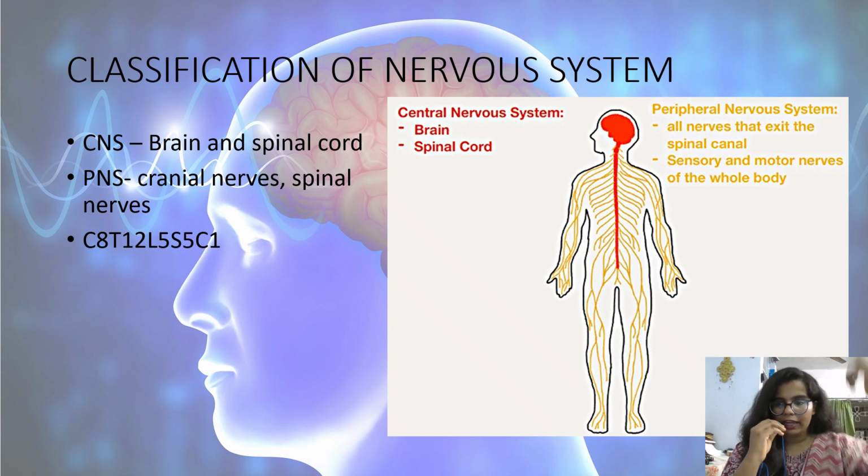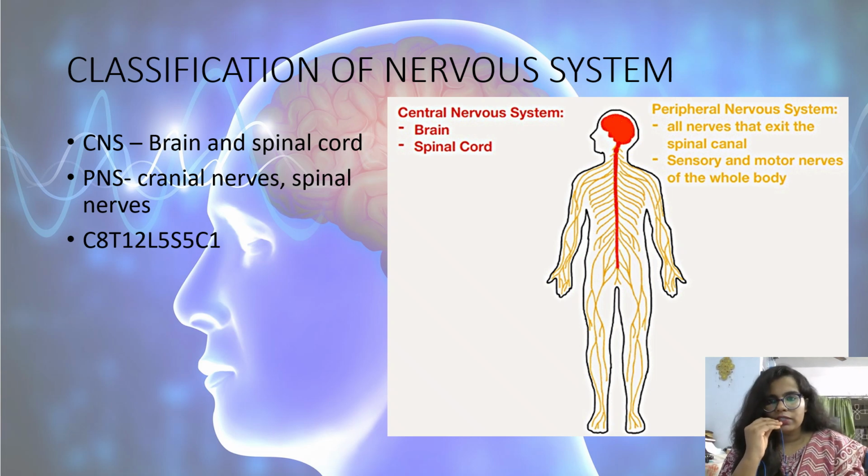Starting from the head to below, the first one is the cervical nerves. The cervical nerves are 8 in number. Then we move downwards, we get the thoracic spinal nerves. They are 12 pairs in number. Then we get the lumbar spinal nerves. They are 5 in number. The sacral spinal nerves are 5 in number. Then we have the coccygeal spinal nerves, that's 1 pair in number. So it forms a formula of C8, T12, L5, S5 and C1. C8, T12, L5, S5 and C1.